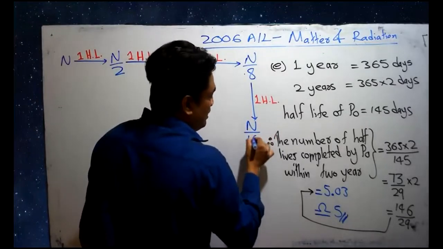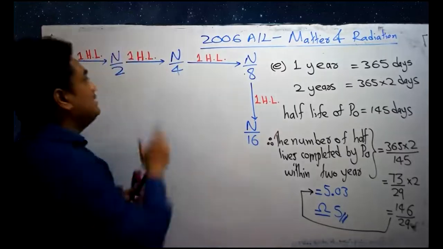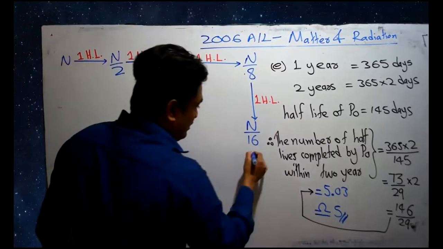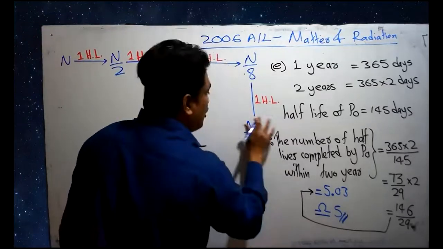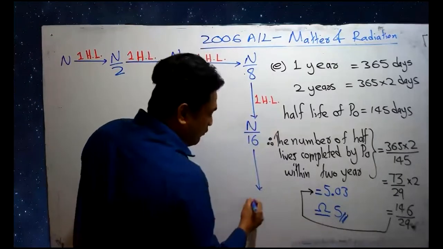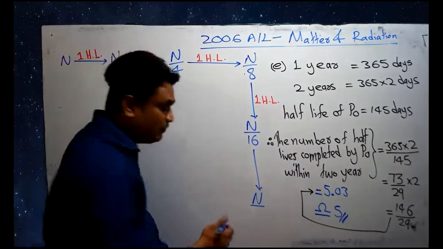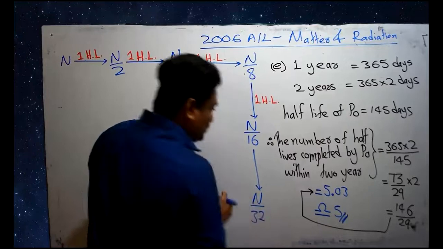It means it will be N over 16. 1, 2, 3, 4. We want one more half-life. If we allow polonium to complete one more half-life, this N over 16 will be reduced by half. So it will be N over 32.